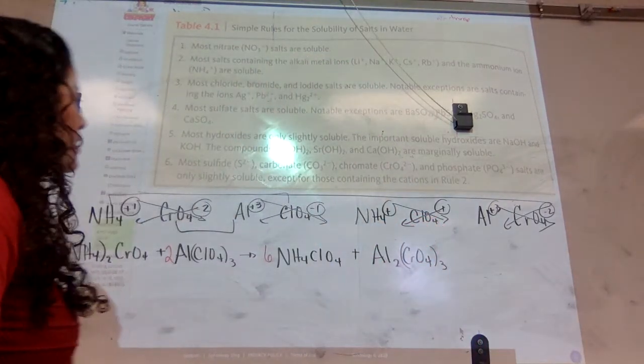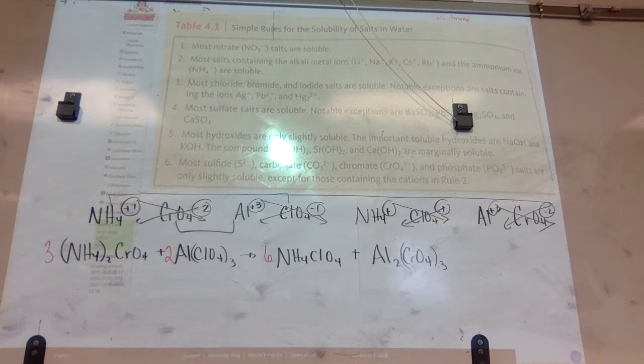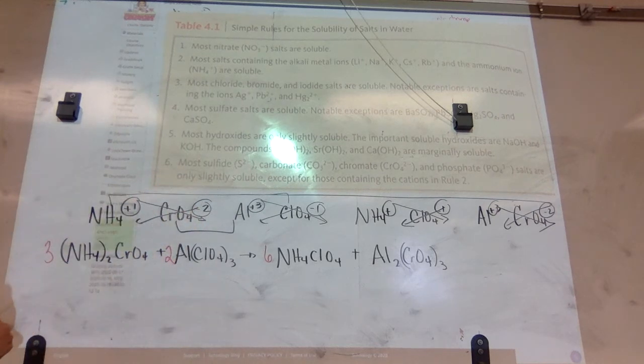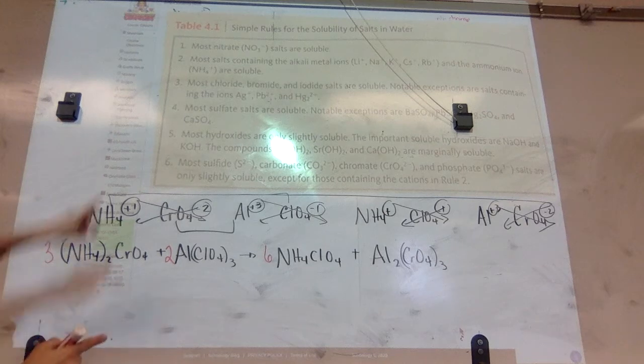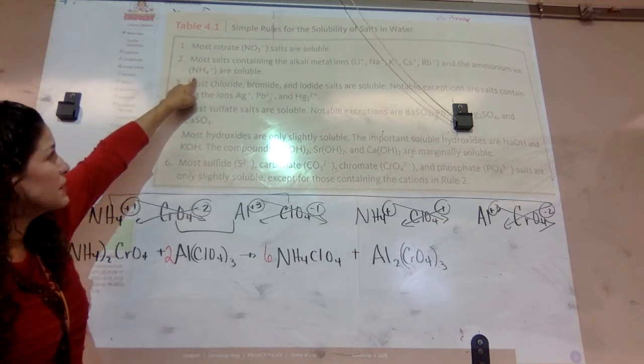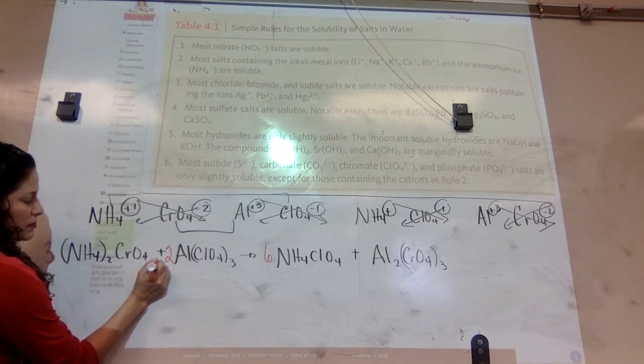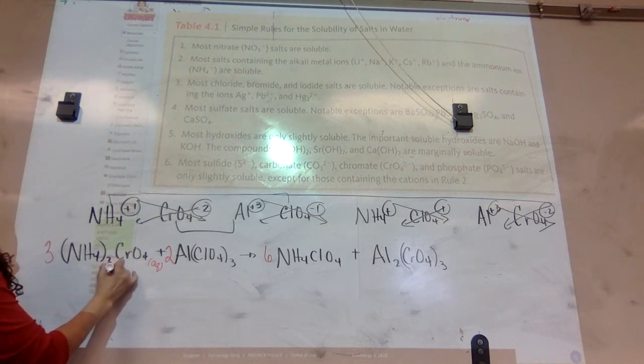All right, so now that I look at my polyatomic chart here, I'm going to go ahead and identify if they are aqueous or if they are in solid format, if I get a precipitate. So I look at the very first one where I look at chromate. That's rule number 6, where it says most sulfides, carbonates, chromates, phosphate salts are only slightly soluble, except for those that are in rule number 2, which I look right here and it tells me ammonium is soluble. So this guy right here is going to be in an aqueous solution. So this one's going to disassociate.